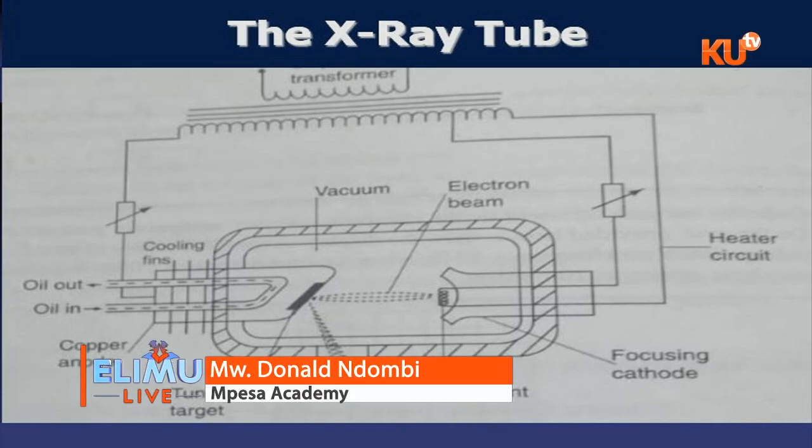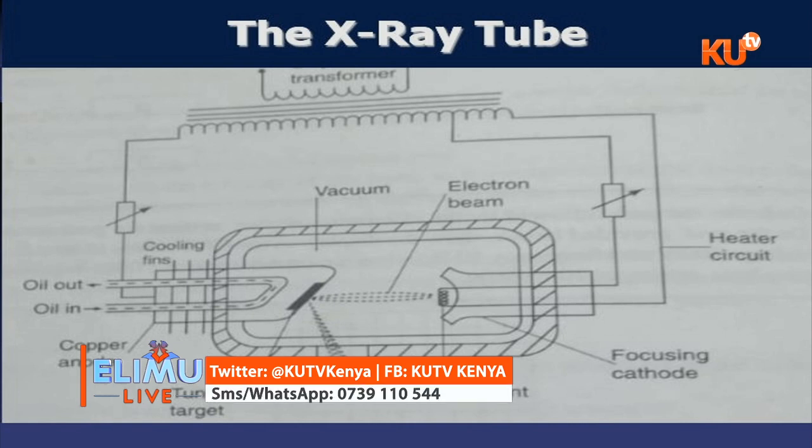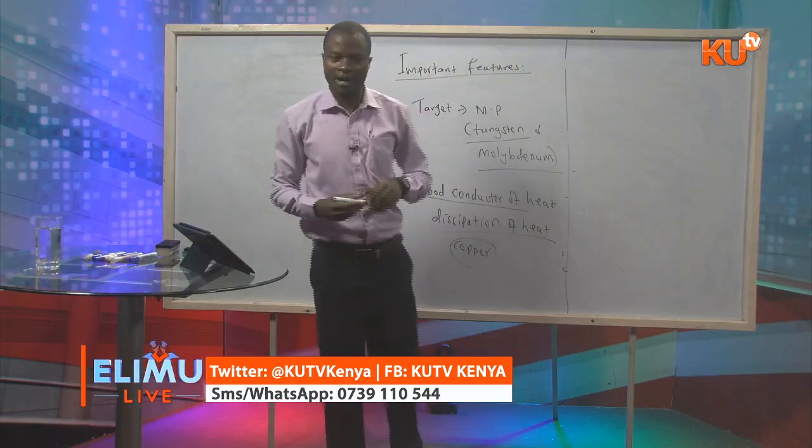Then lastly, you can see that the tube is evacuated. Why do you think it's evacuated? Evacuated means it is actually a vacuum. There is nothing in it. There is no matter. Why do we evacuate that tube? You can see sometimes it is called a glass envelope. Sometimes we just say a vacuum, or we say it's an evacuated tube. Why is the tube evacuated? To minimize collision of electrons with matter.